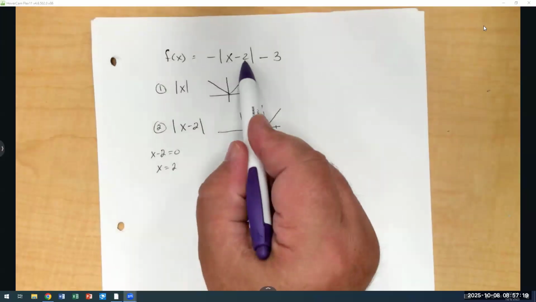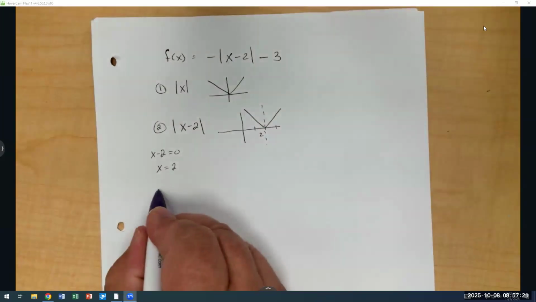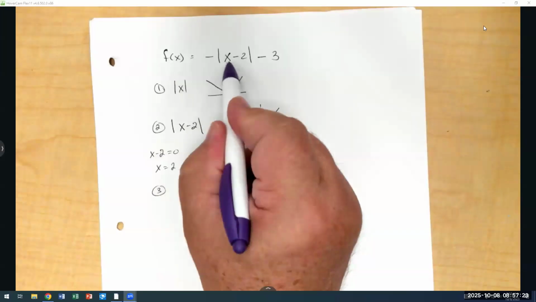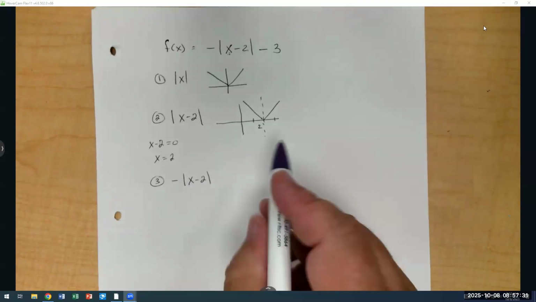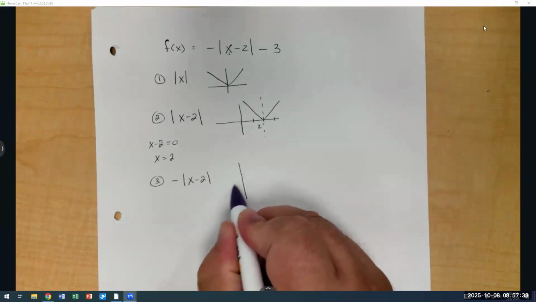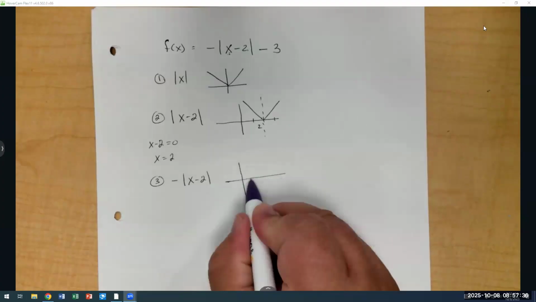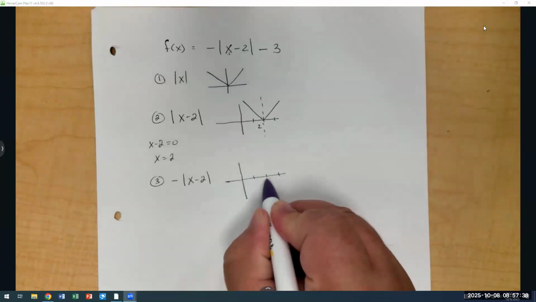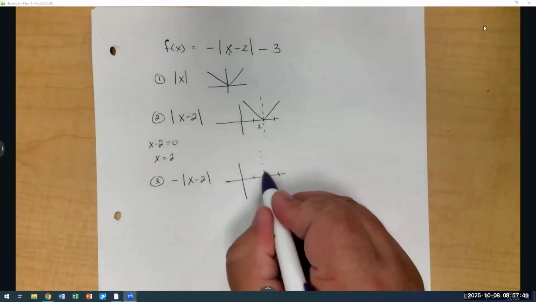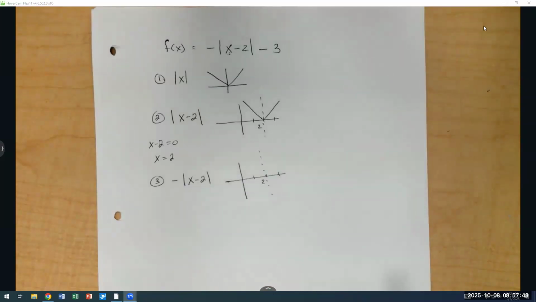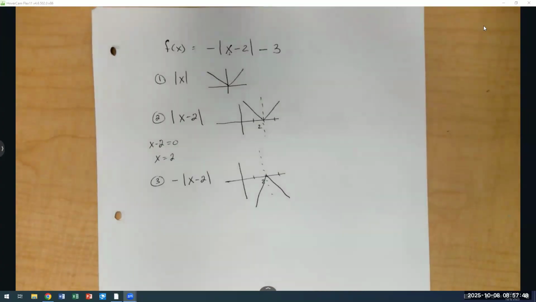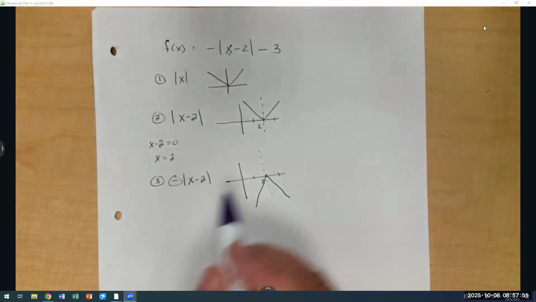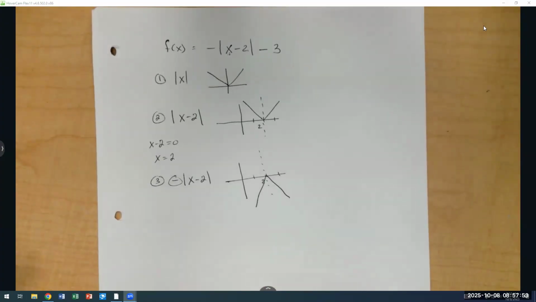Remember, we're building ourselves up. So our third step, we got the x minus 2. Now we have a negative in front of the x minus 2. What does that tell me to do? Upside down. So we flip across the x-axis. Excellent. Very good. This negative tells me flip across the x-axis. It happens outside the function.